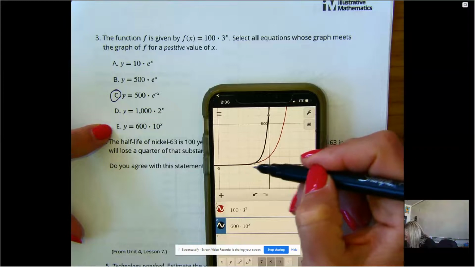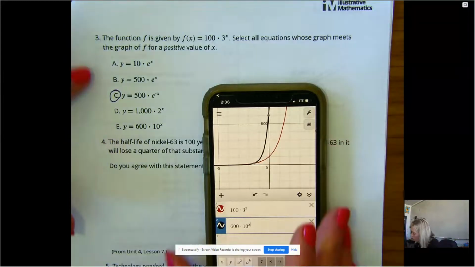And they're clearly crossing back here, negative value. So it looks like it's just C.